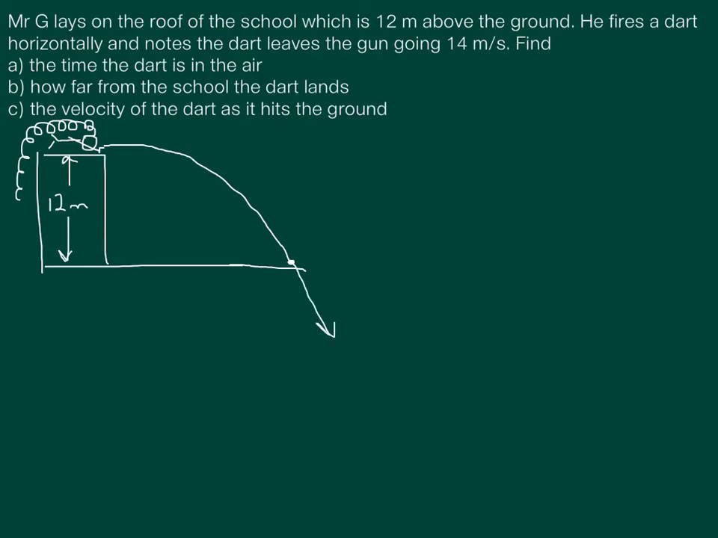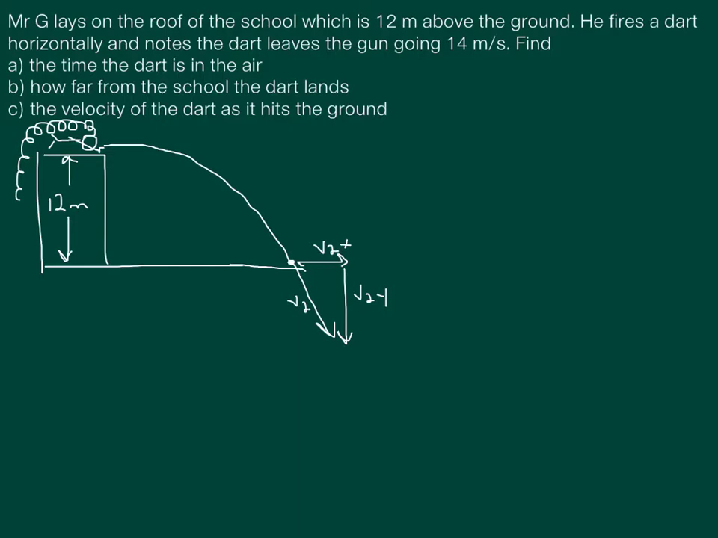Okay, so when we find V final for part C, we'll come back to this, but just keep in mind, this is what we're looking for. There's V final, you could call it V2. That's going to have an X and a Y component. So we're going to have to solve for V2X and V2Y. So we'll get to that later, but just keep that stuff in mind as we go through this question.